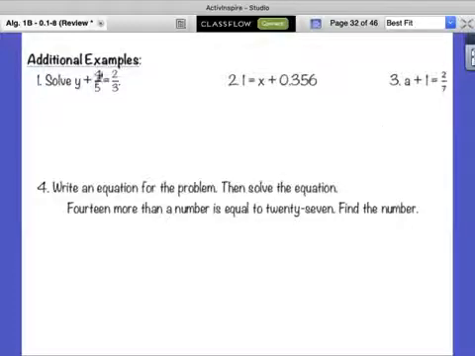Well, let's first of all say, is y by itself? No. What's happening with y? Added, with 4/5. So, how do we get rid of addition? What are we going to subtract by? 4/5, exactly what's there. You're nailing it. Now we're going to do that on both sides, right?